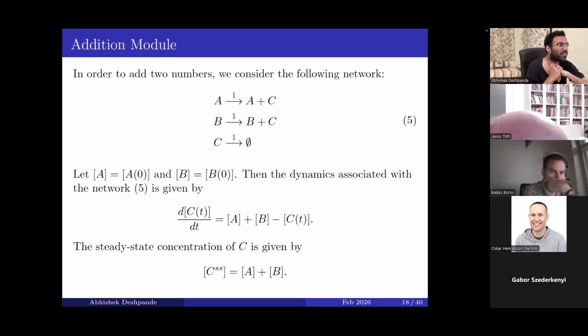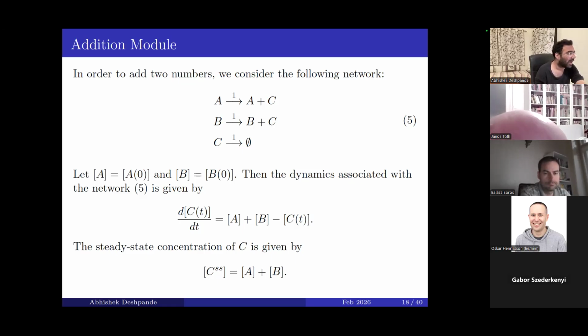So the first module is the addition module. The addition module has three reactions. A goes to A plus C, B goes to B plus C, and C goes to the empty set, with all reaction rates set to 1. You can write down the ODE for this, and the ODE is A plus B minus C. If you let this evolve for a long time, the steady state concentration of C is given by the sum of A and B. So you can use this module to add two numbers. Of course, as I said, you need to use this in conjunction with dual rail encoding.